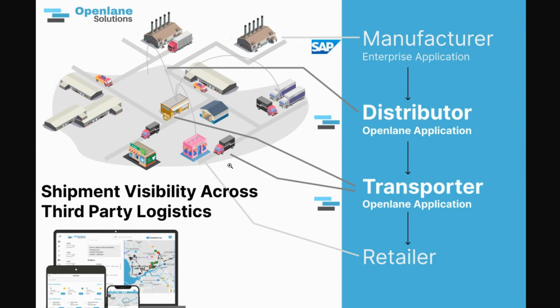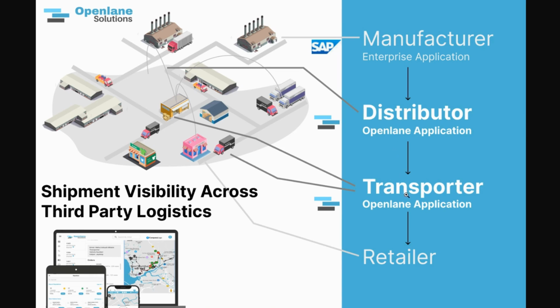Today we're gonna see how Openlane increases the visibility of shipments across third-party logistics. Let's consider an example of a supply chain where a manufacturer appoints a distributor for distribution of its shipments. The manufacturer uses SAP for all its operations. However, the distributor uses Openlane to manage its order fulfillment process.